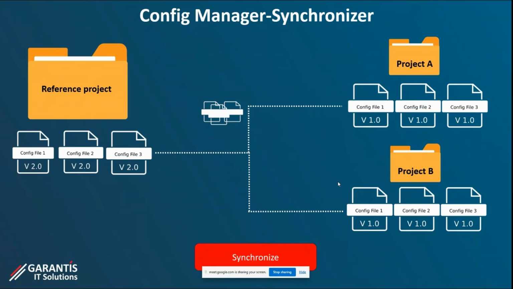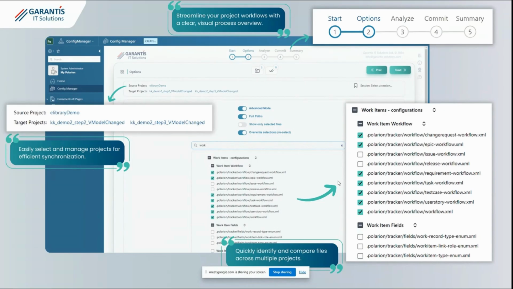So you can do this using the Config Manager plugin, and a reference project can be a Polarion project, or it can be a template. Also the projects can be located on the same server, or on different servers. So we can take a reference project from the development server, and take our project A, project B from the production server, and we can still compare visually and update the files remotely. Source project, target project, and you can select multiple projects as well.